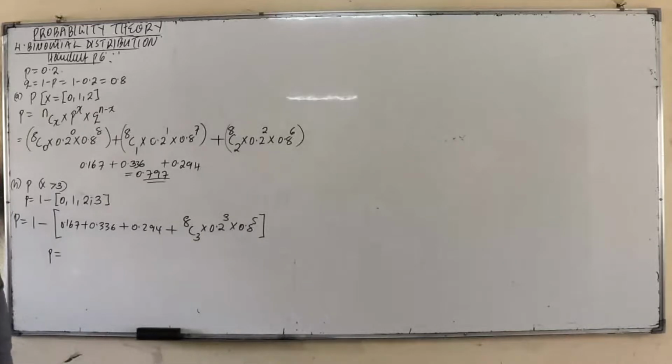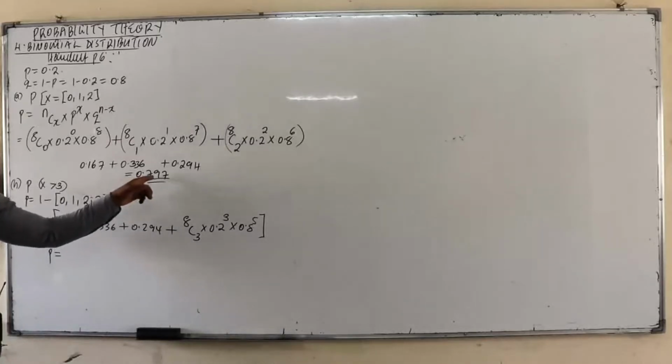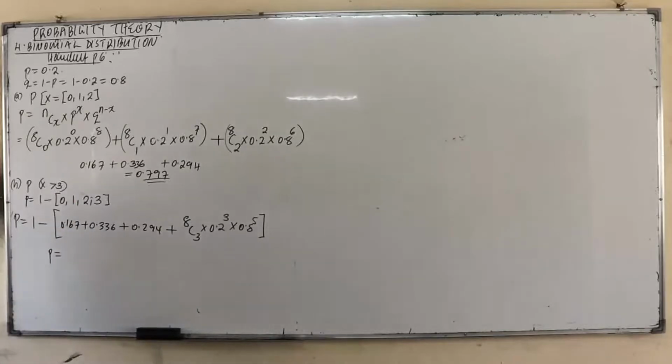Get 0.? Then can you add 0.? You answer, you add 0.797. What do you get? One minus answer? 0.053. You can copy.